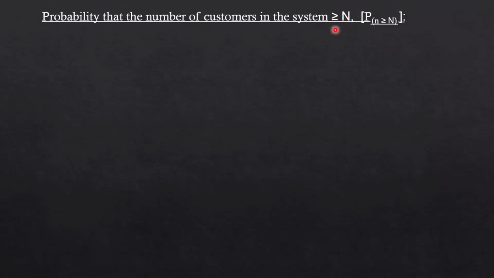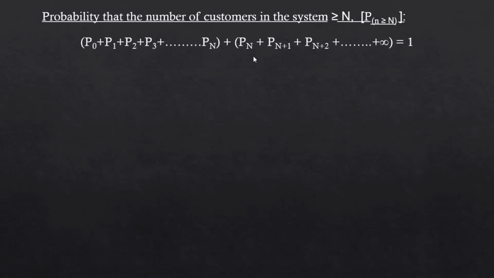So the probability that the number of customers is greater than or equal to n is given by this, and we know that the total probability here is equal to 1. We have discussed it. Now what we will do here is we will split this into two parts, which is from 0 to n and from n to infinity. So let us do this. So here we have done this, and we have split this equation into two parts, from 0 to n and from n to infinity. And we can write this equation in this form.